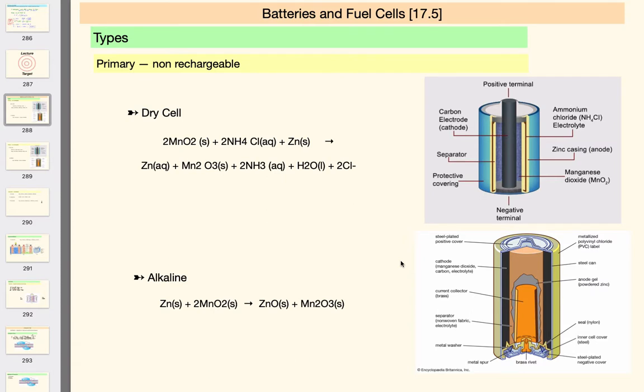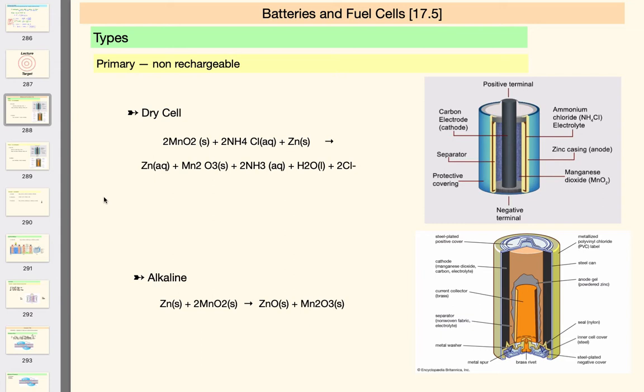The next thing we're going to talk about are batteries and fuel cells. There are two main types of batteries, primary and secondary. And then there's this idea of fuel cells. We'll cover all of them. Primary batteries refer to those that are non-rechargeable. You've probably heard of a couple of types in your life. One of those is a dry cell, and the other is alkaline.